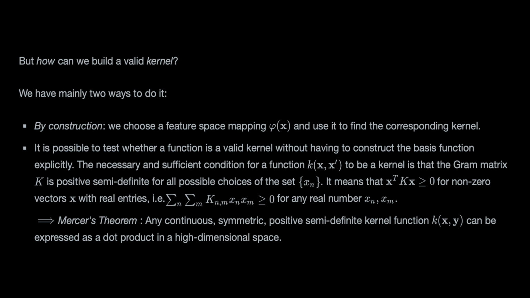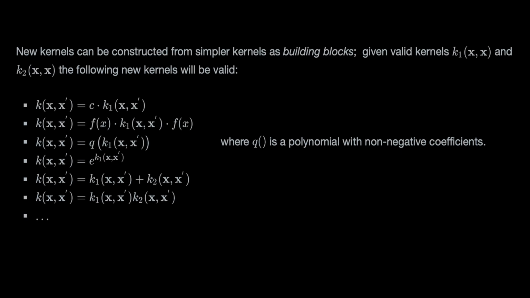Consequently, we have Mercer's theorem. Any continuous, symmetric, positive semi-definite kernel function k of x and y can be expressed as a dot product in a high-dimensional space. New kernels can be constructed from simpler kernels as building blocks. Given valid kernels k1 and k2, the following new kernels will be valid.